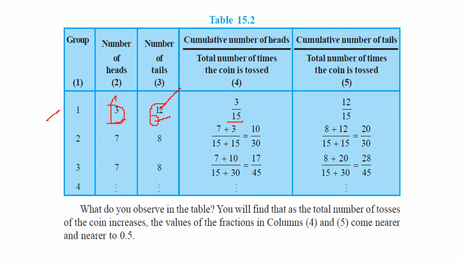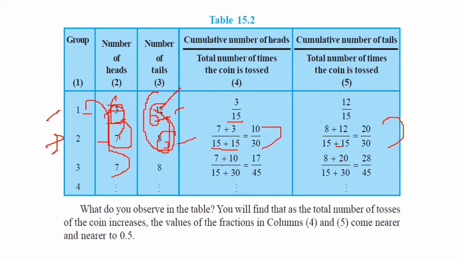Now see, when the other group does it next time, 7 plus 3 is the total number of heads, and how many times has it been done? 15 plus 15, 30. So 10 by 30. In the similar case for tails, this is 8, but previously it was 12, so 12 plus 8, cumulative 20 by 30. Again we add 7 plus 7 plus 3, that is 17, divided by 15 plus 15 plus 15, that is 45.